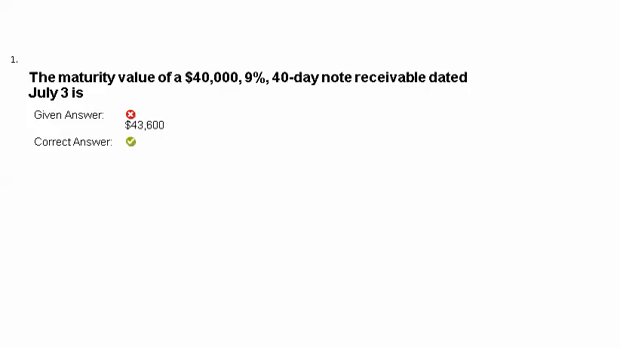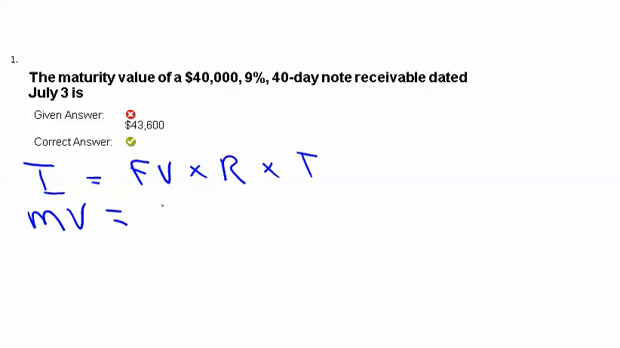This one happens to be a 40-day note, so someone owes us $40,000 at 9%, and they're going to pay us 40 days from now. So we need to be able to determine how much they are going to pay us. To calculate the interest, we use a formula, and the interest is equal to the face value times the rate times the time. And the maturity value, which is what they're asking us, is equal to the face value plus the interest. So we need to be able to calculate that interest.